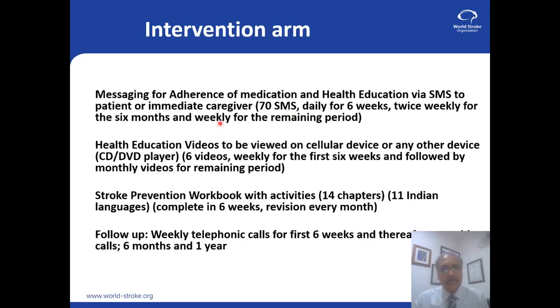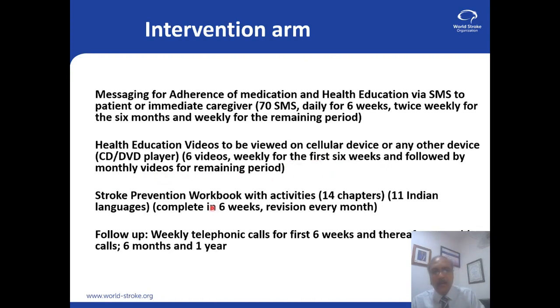Patients in the intervention arm received regular text messages to promote the control of risk factors and medication adherence, as well as videos regularly. There were 7 text messages daily for 6 weeks, twice weekly for 6 months, and weekly for the remaining period, and 6 videos weekly for the first 6 weeks, followed by monthly videos for the remaining period.